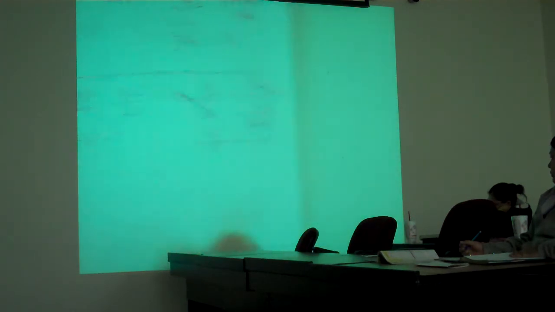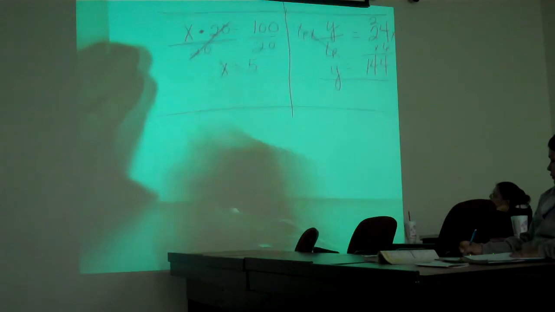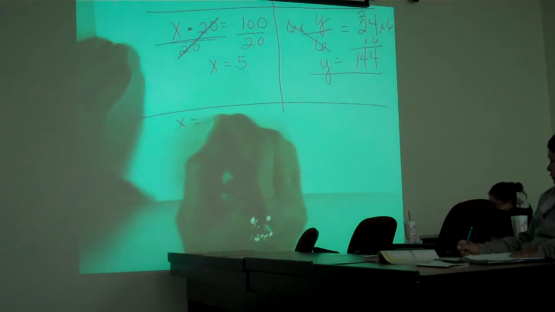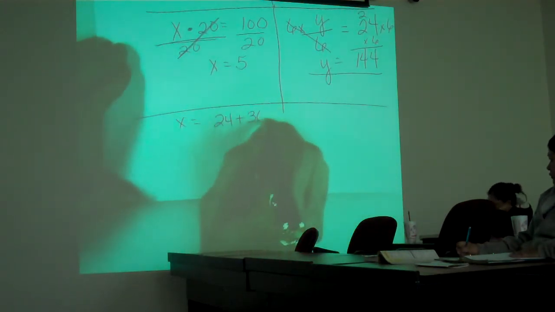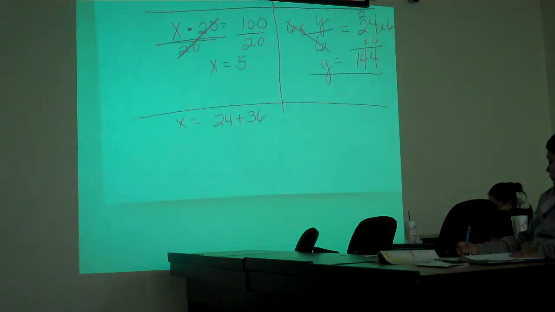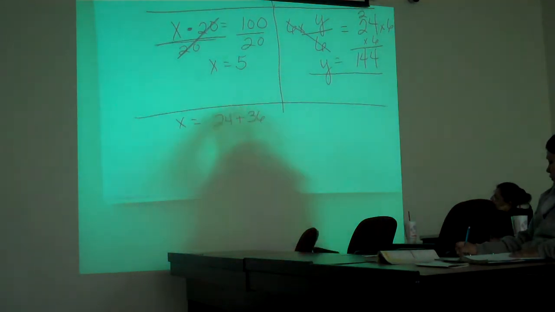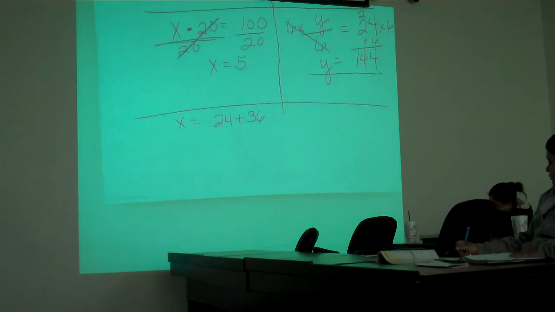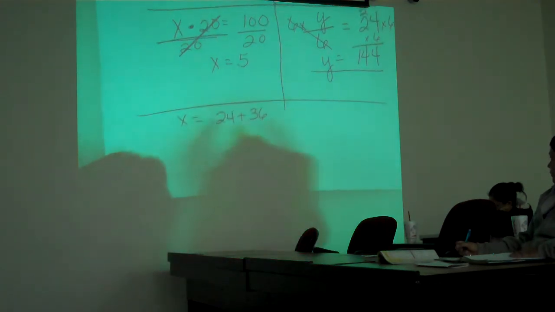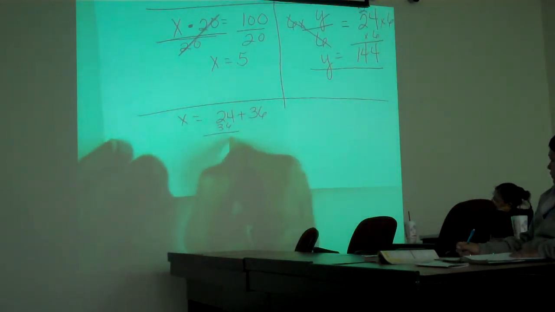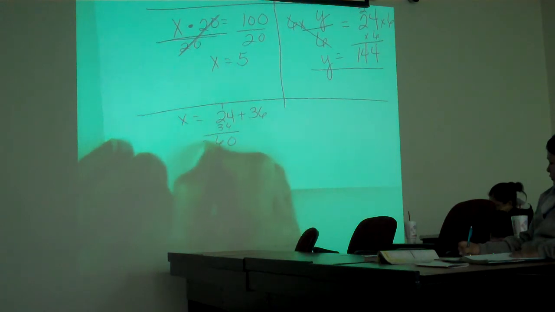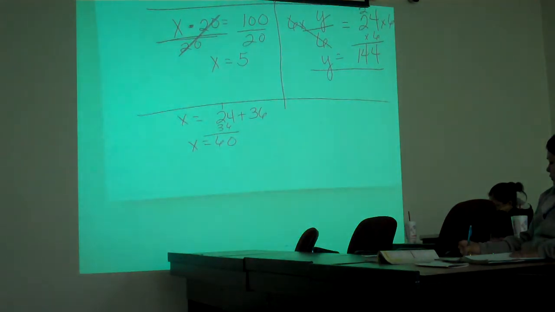If it just has a simple problem like x equals 24 plus 36, you didn't have to do anything opposite. All you got to do is just add those. You have a few really simple ones like that. Just add those two, and you have 60. x is 60. There are some real simple ones like that for you also.